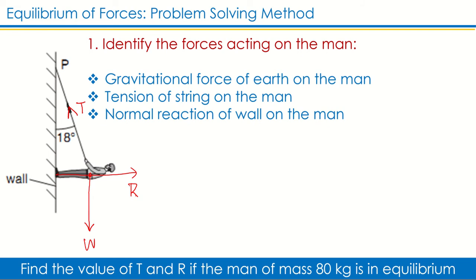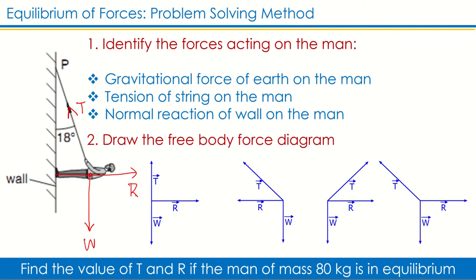So the first thing is to identify the forces, and the second thing is to draw the free body force diagram. A free body force diagram is a vector diagram that represents all the forces acting on a single object in a system. We are considering the man, so we will draw the free body force diagram for the man. I show you different forces over here, and you are supposed to represent the forces in the correct given direction.